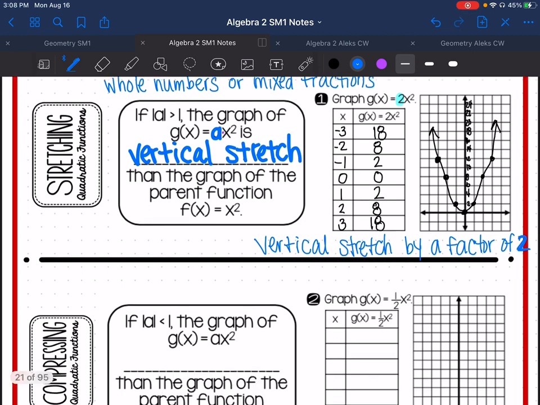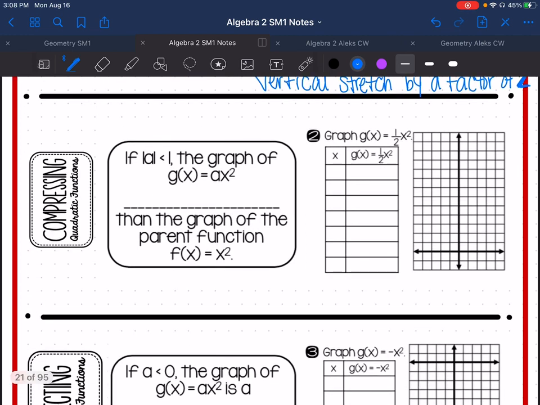Okay, let's go ahead and look at a compression. If I am compressing my parent function, the absolute value of a is going to be less than 1. The graph of the absolute value of a times the parent function is going to be called a vertical compression.